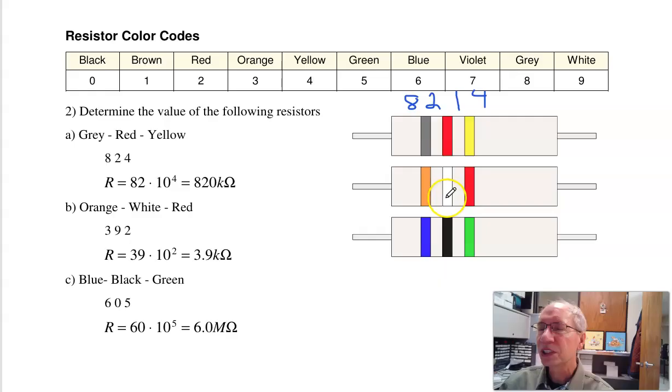If I have orange, white, red: orange is 3, white is 9, red is 2. So this means it is 39 times 10 to the 2 ohms, 3.9K. Blue, black, green. Blue is a 6, black is 0, green is 5. So that's 60 times 10 to the 5th ohms, 6 mega ohms.